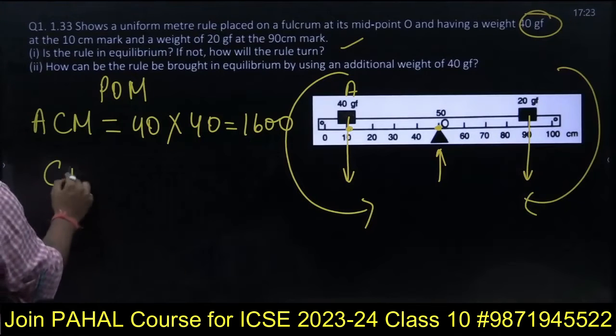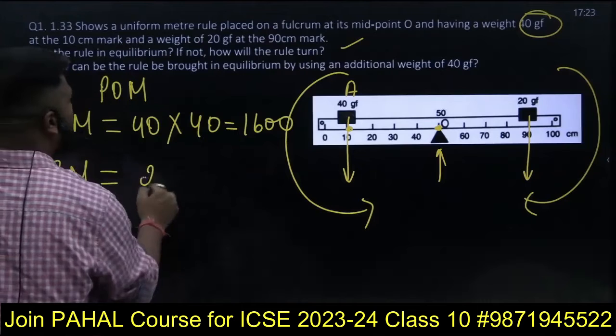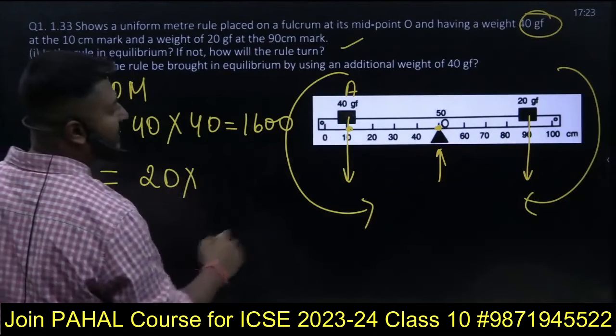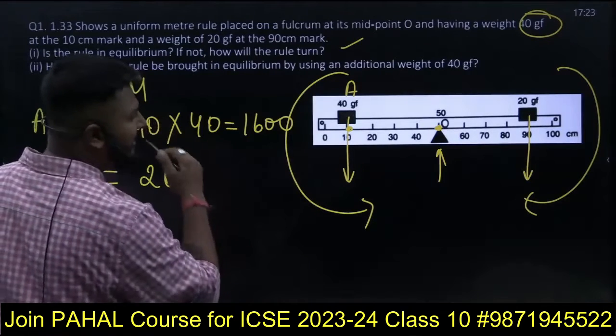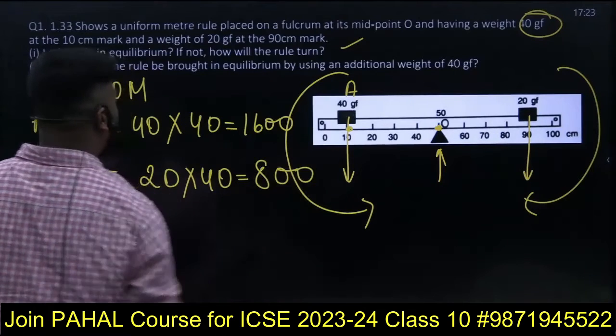Similarly, let's calculate the clockwise moment. So the clockwise moment would be equal to what? This is equals to the weight 20 GF into the distance. Distance is 90 minus 50, that is 40, and this is equals to 800.